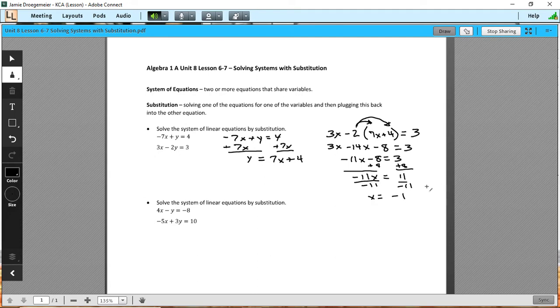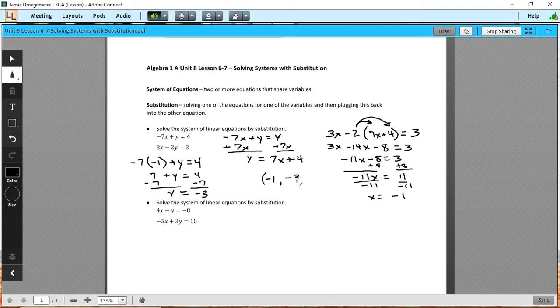My solution to my system is going to have an x value of negative 1. I also want to find what the y value is. To find that, I'm going to plug that negative 1 back into one of these equations for x. I'm just going to choose the first one; I could use either one. I'm going to plug in negative 1 for x in negative 7x plus y equals 4. Negative 7 times negative 1 is positive 7, so 7 plus y equals 4. Then I would subtract 7 from each side, and I get that y equals negative 3.